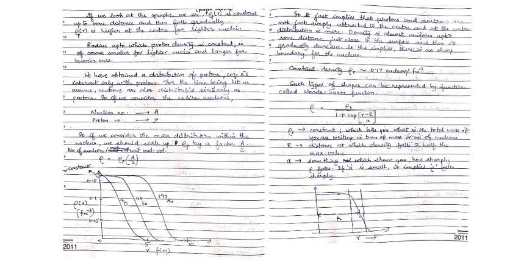The value of R for which nuclear density becomes half of the initial value: suppose this is your initial value rho 0, the distance at which it becomes rho 0 by 2, that distance is called capital R.